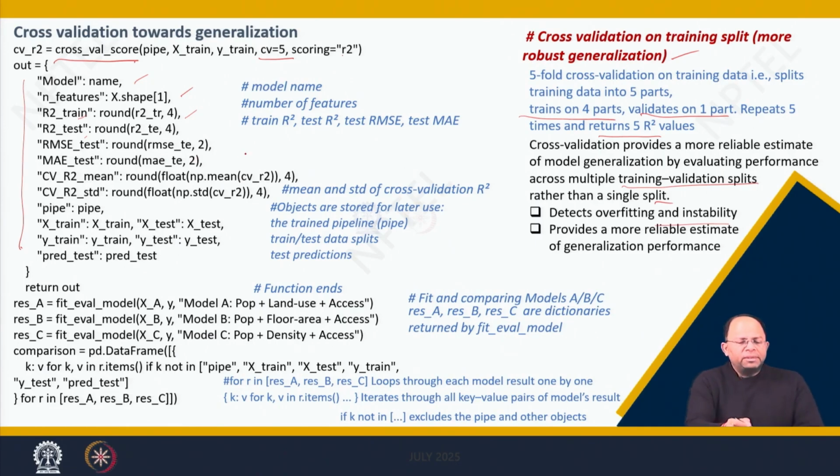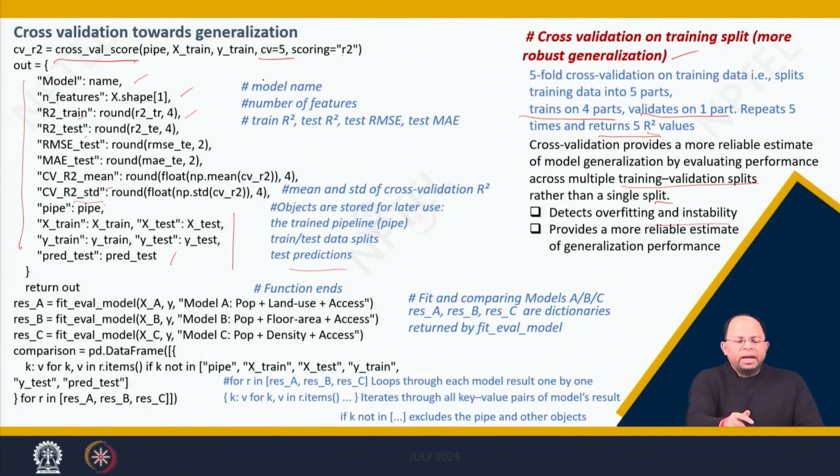And once we have done that, we find the mean and the standard deviation for all the R-square values that we have generated, right? So that is happening over here. And finally, we keep the rest of the things, and these objects are stored for later use: the train pipeline pipe, train test data splits for test prediction. So this we keep for later.